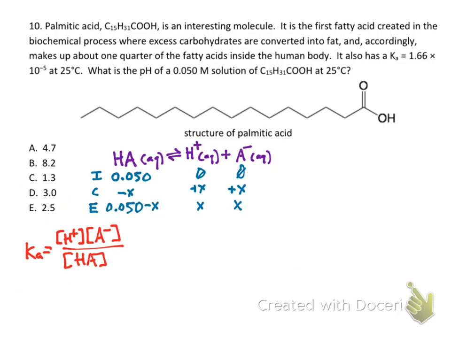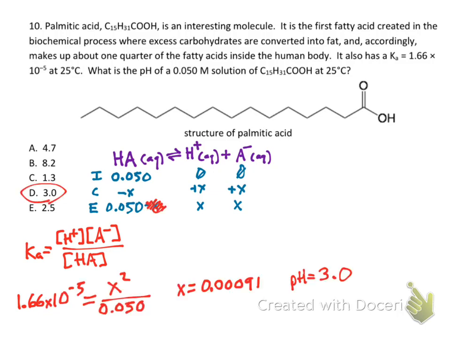So there we have our generic version of our equilibrium expression. Now let's plug in our numbers. X times X is X squared. Our Ka is 1.66 times 10 to the negative fifth, and our initial concentration is 0.05. As always, we don't need to consider the change here because our Ka is on the order of 10 to the negative fifth, so we can assume the change is negligible and plug in the 0.05. We solve for X, and since X represents the concentration of H+, when we take the negative log we get the pH, which is 3.0.